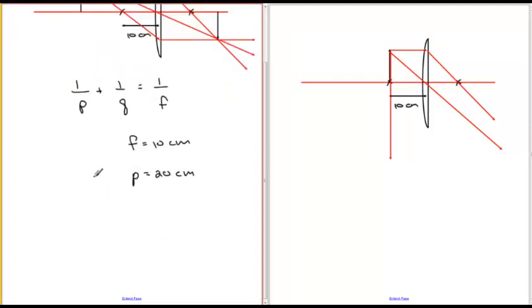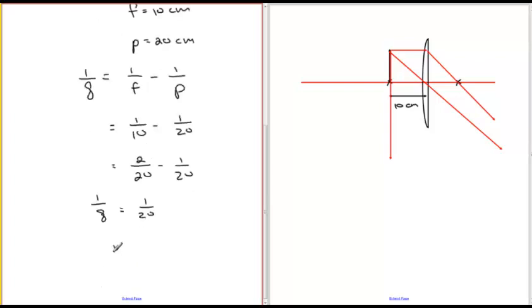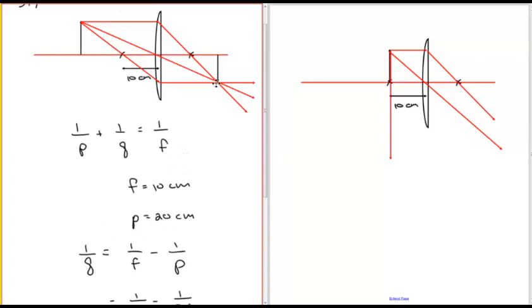So we can solve for Q. 1 over Q is equal to 1 over F minus 1 over P. So we get 1 over 10 minus 1 over 20, which is equal to, well, that's 2 over 20 minus 1 over 20, which is 1 over 20. So 1 over Q is equal to 1 over 20, therefore Q is equal to 20 centimeters. Since it's positive, it's in the back of the lens, so that means it's a real image.